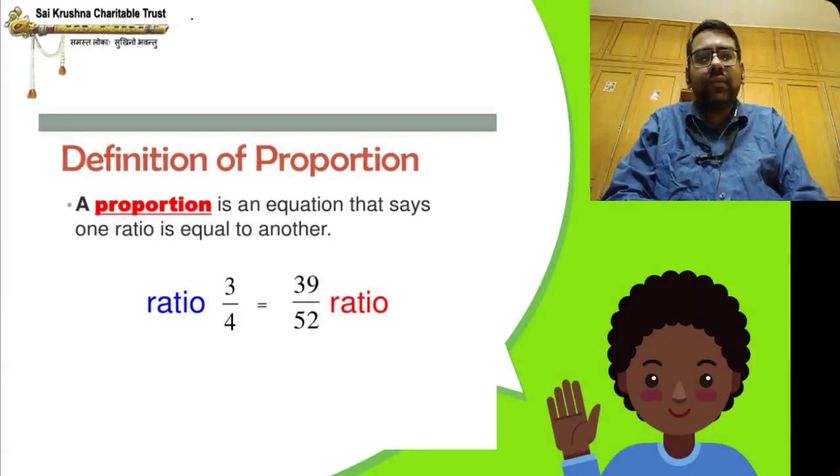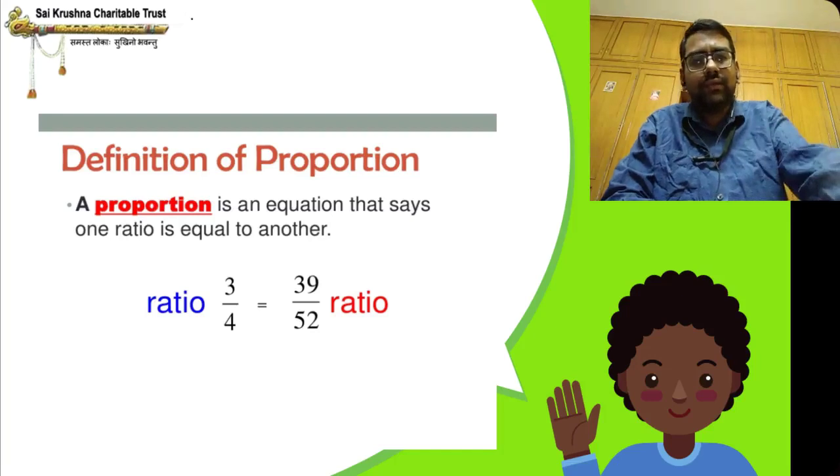What is the definition of proportion? Proportion is an equation that says one ratio is equal to another. What is the fraction here? 3 by 4 equal to 39 by 52. 39 by 52 and 3 by 4 are in proportion, or they are equal. How? If you multiply both numerator and denominator by 13, how much will you get? 3 into 13 is 39, 4 into 13 is 52. Therefore, 39 by 52 and 3 by 4 are in proportion.